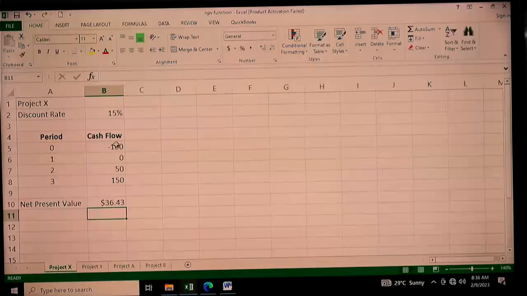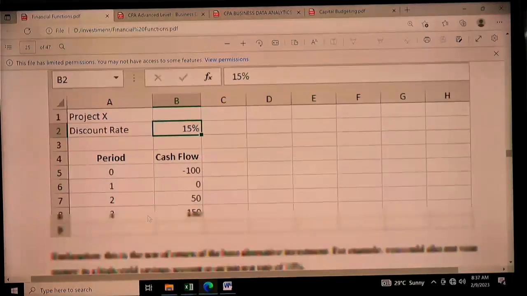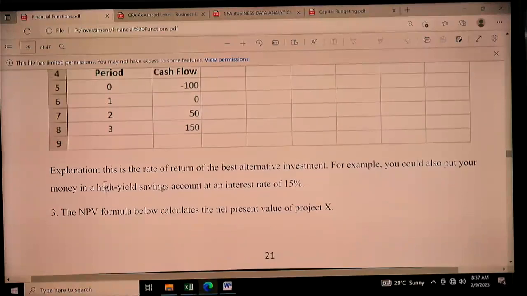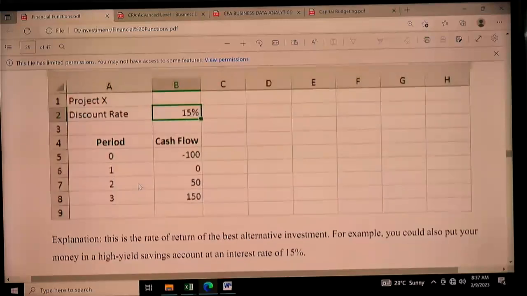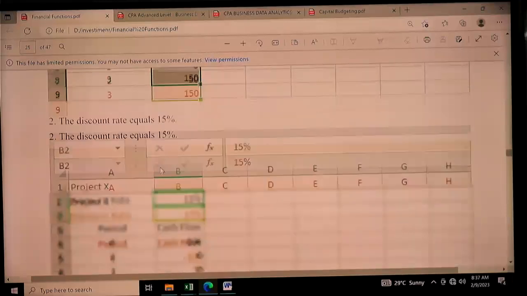So I hope you have seen that. It computes the net present value for the first project X. Let's go to project Y. So we have seen how that one was computed. The explanation is that this rate of return is the best alternative to the project. For example, you could also put your money in a high yield savings account at an interest of 15%. That is what this rate of return is all about. The discount rate equals 15%.